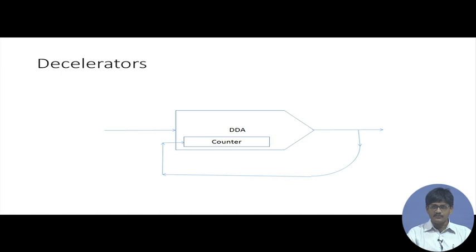So, if x goes down, ultimately the frequency of output will also go down, and it can be shown very easily that this sort of configuration will result in exponential deceleration. If we have exponential deceleration, we can achieve a number of things with that sort of a circuit.